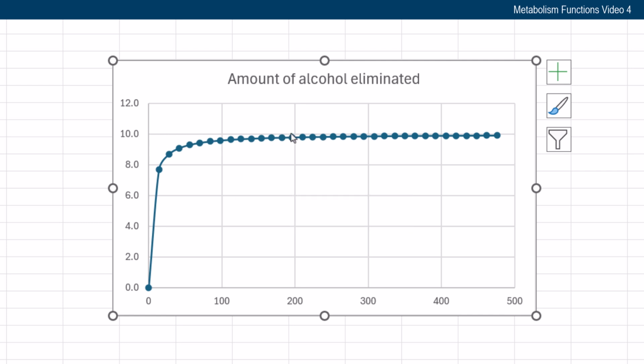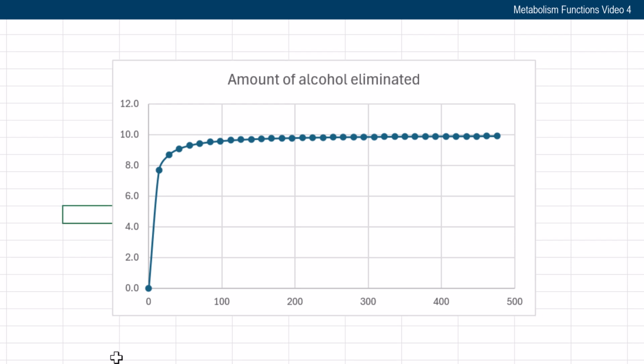So our body has a limit of being able to eliminate 10 grams of alcohol in our system. So it can eliminate a lot in the beginning, but then your body can only do so much. So we end up with this limit of 10 grams of alcohol. And so that is one of the big takeaways I want you to get from this section, is that our body can't remove more than 10 grams of alcohol per hour from our system.